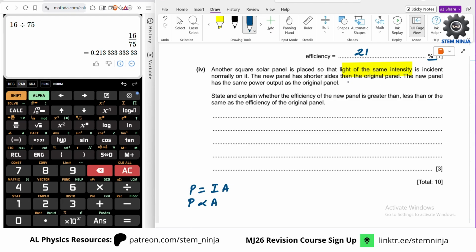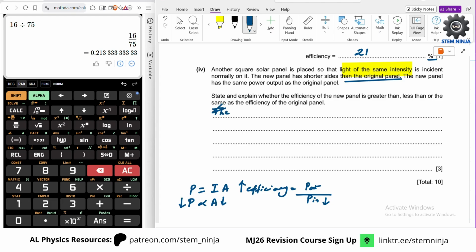Now, the new panel has shorter sides, so that means if the cross-section area has been reduced, the power input would have reduced. However, for the efficiency, power output is the same, but power input has been reduced. So that must mean that the efficiency has increased. So that's what we simply have to write.